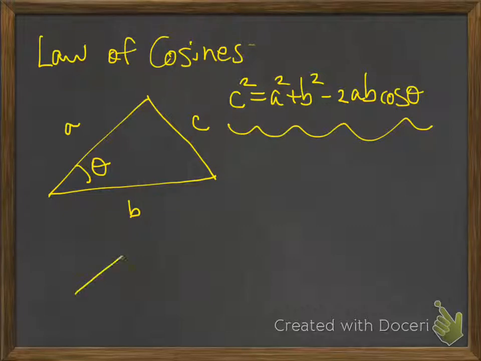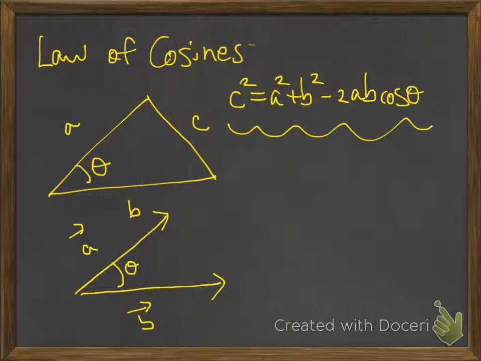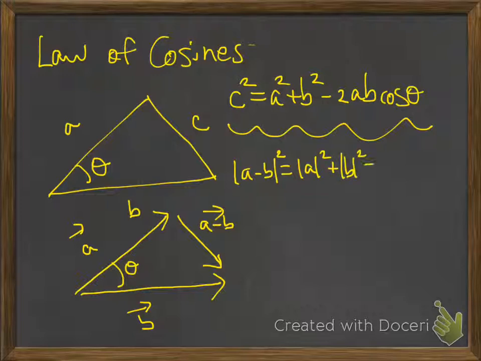Alright, so if we have 2 vectors, vector A and vector B, and there's theta, the angle between them, then we can remember from before that this vector right here is A minus B. Now we can apply the law of cosines to the magnitudes of these vectors, and what we get is that the magnitude of A minus B squared is equal to the magnitude of A squared plus the magnitude of B squared minus twice the magnitude of A times the magnitude of B times cosine of the angle between them.